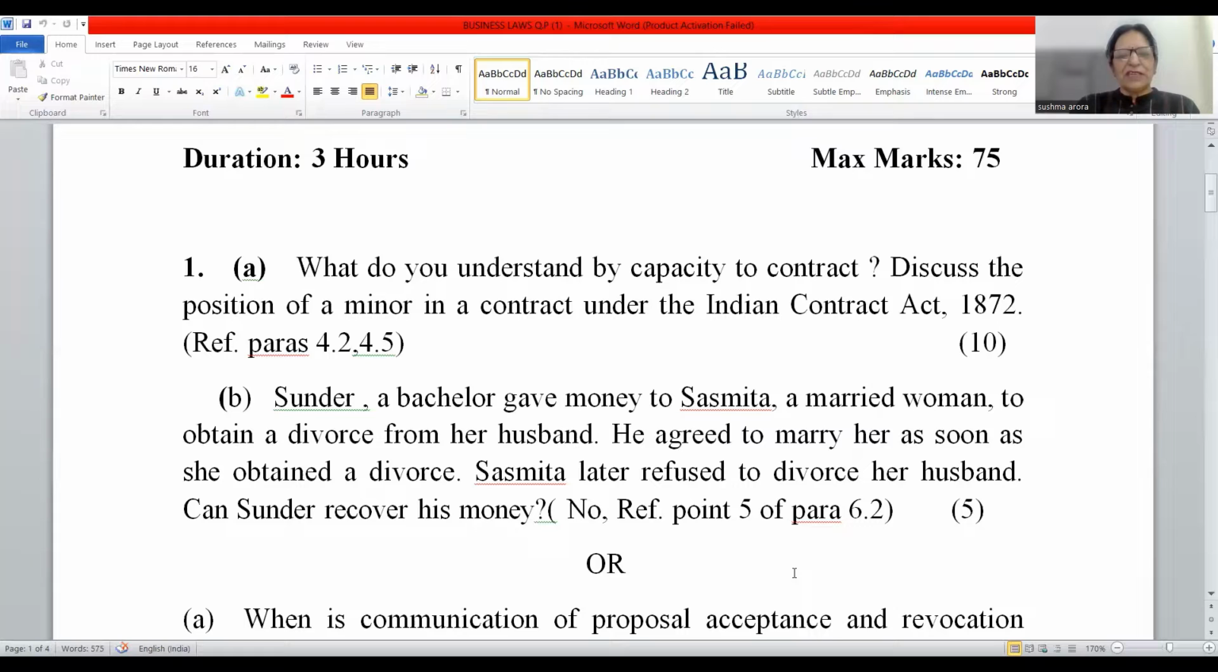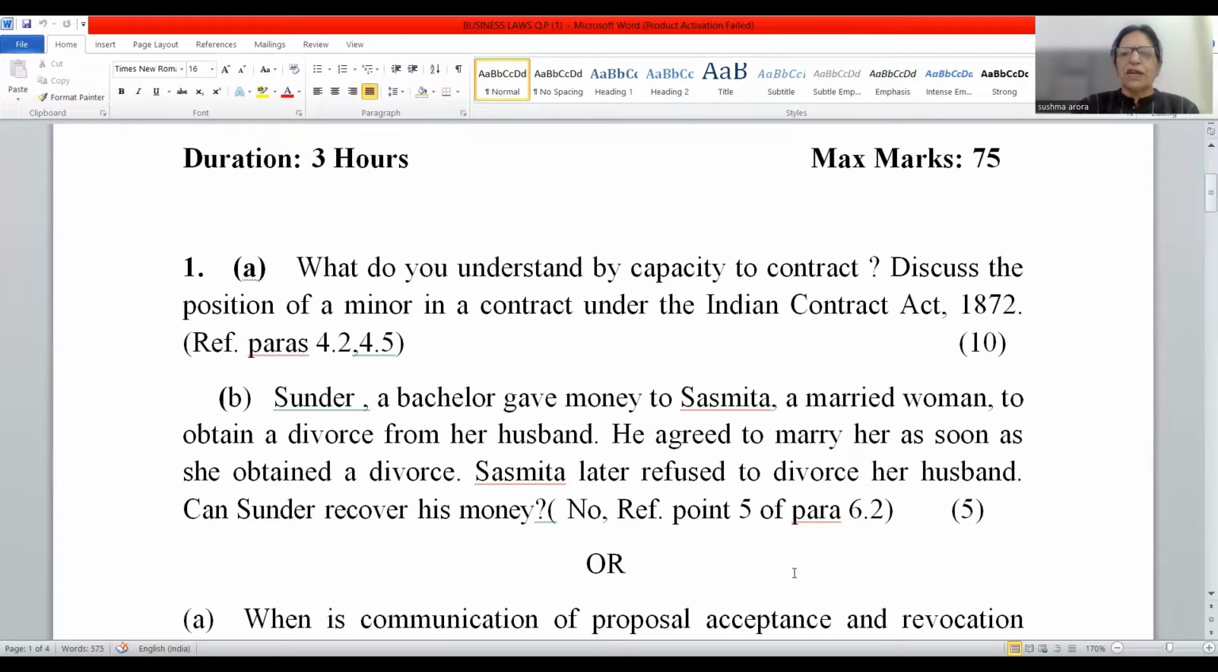Friends, in the physical mode for this business laws paper, there is internal choice. A question may have 2 parts or 3 parts, and the choice question is also from the same chapter, from the same unit. The weightage of each unit in the business laws paper in BCom Honors and BCom I have already given in my earlier videos. The first question is always from the first unit, and the first unit is ICA 1872. Now, friends, I would like to discuss all these questions.